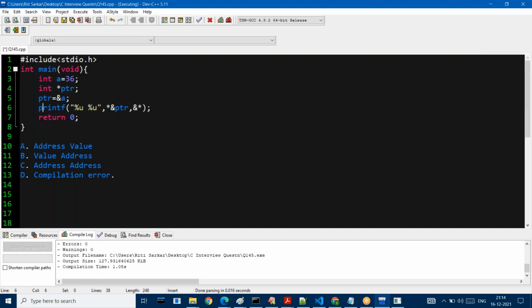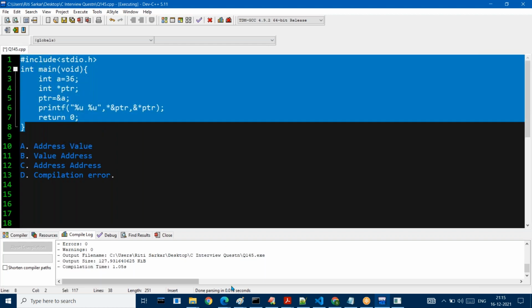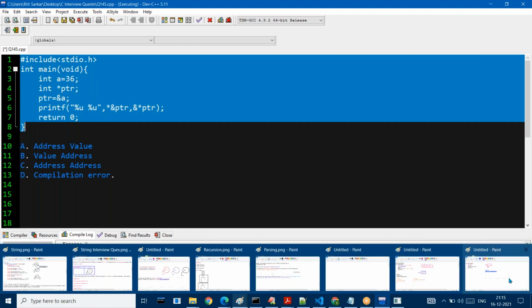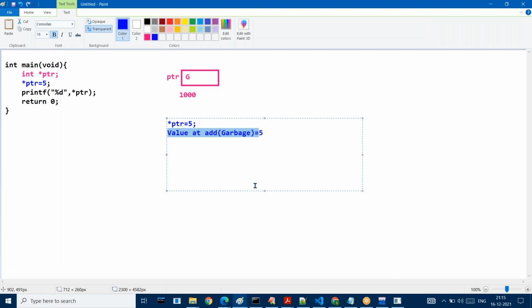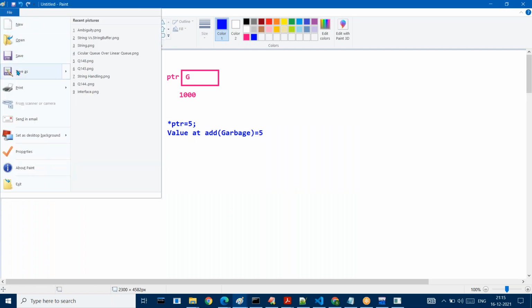This one I have to complete. This is star ampersand star ptr. Syntactically the code is perfectly okay, sir. So no question of compilation error. I have to just evaluate and conclude whether I'm going to get value, address, value, address, or address, value. Let's see. Let me save this one.